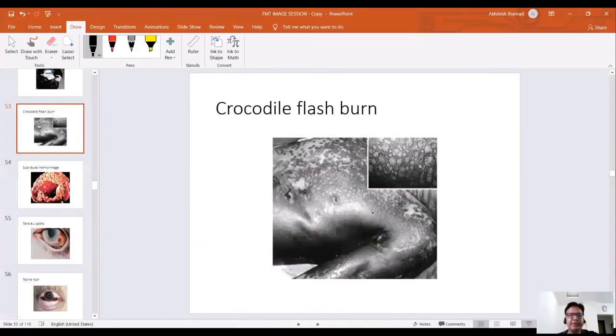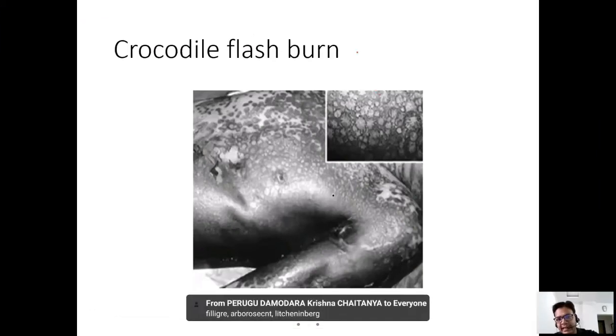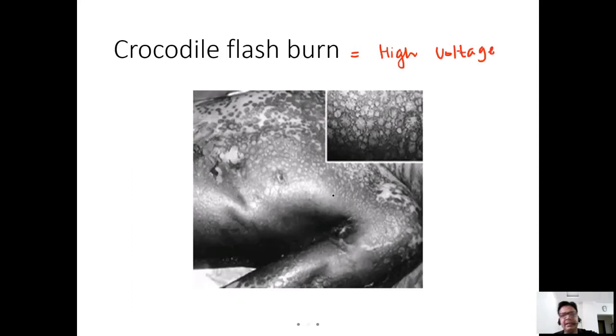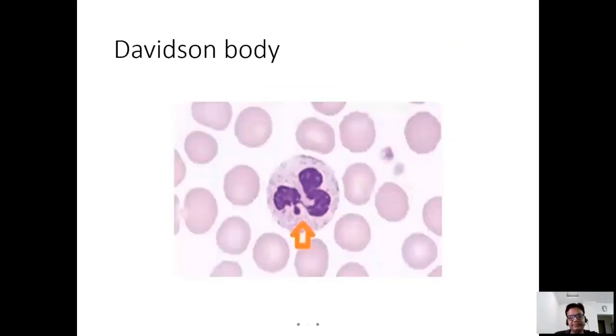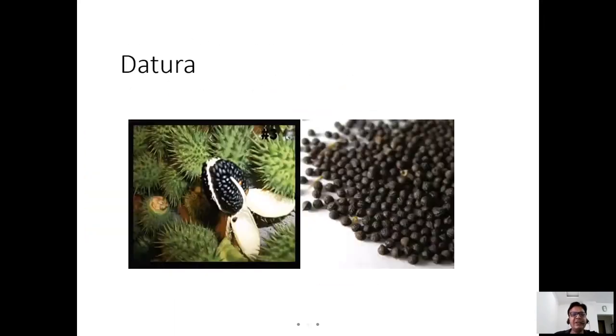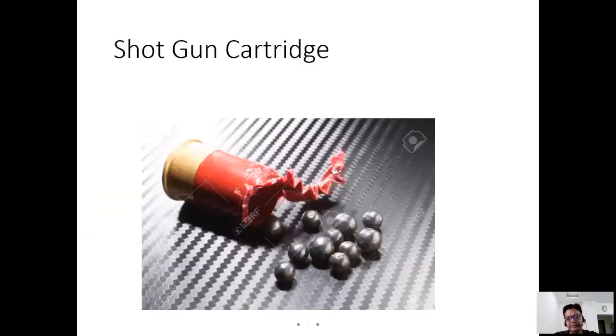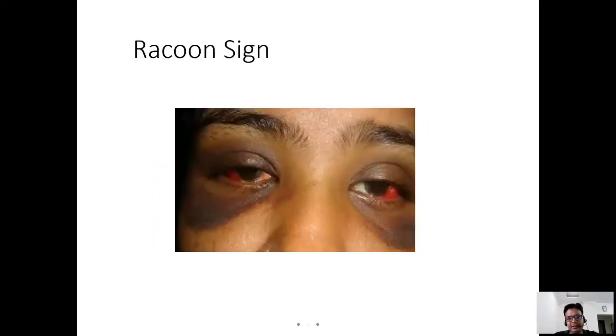You can see this picture. This is crocodile flash burn and it is seen in high voltage cases. I will share these pictures today, don't worry.